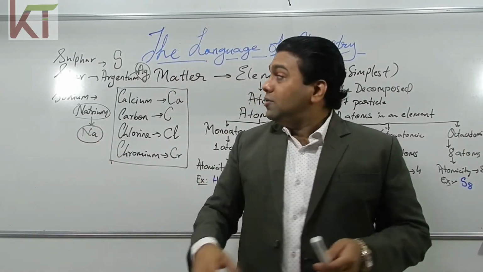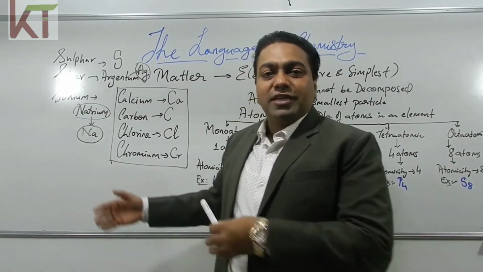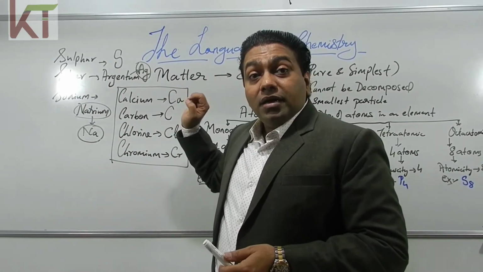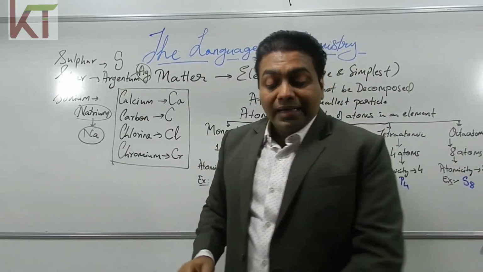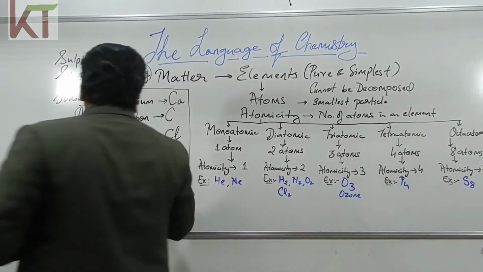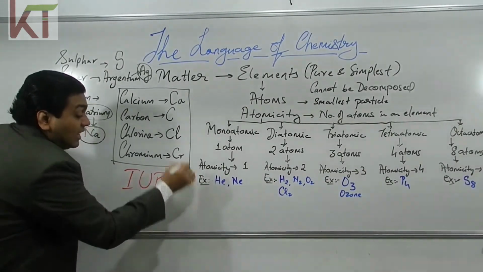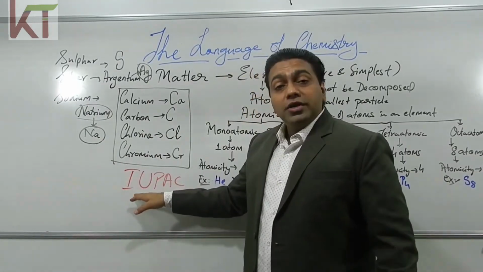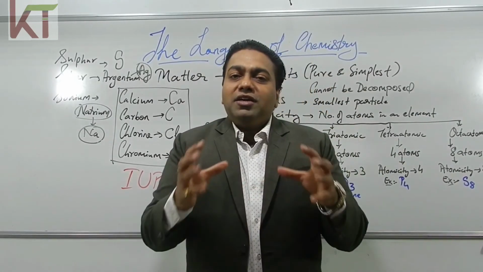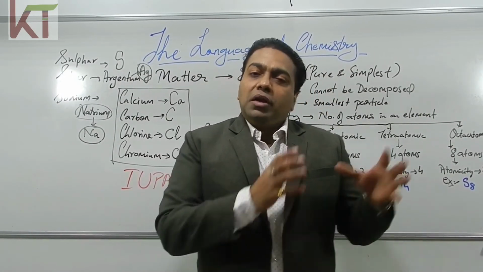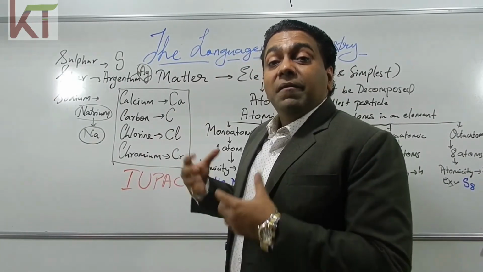Okay, so that's how the symbols came into existence, and it was in the 20th and 21st century that the symbols for each and every element were decided, laid down by the famous institution of chemistry known as IUPAC, which is nothing but the International Union of Pure and Applied Chemistry. So internationally, we decided what would be the symbol of each and every element, and that's how the language of chemistry started being discovered.